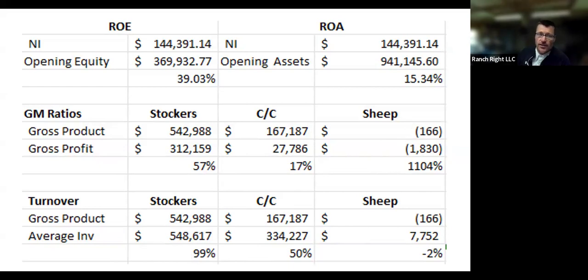Generating 100% of your asset value is pretty impressive in gross product. Cow-calf at 50%, I would say, is also very good. I showed you some good ones to start, so you might be a little jaded now and think that they all ought to be 80%. But again, remember, the wider business world considers 25 to 50 really quite good. And again, with the sheep, you divide a negative by a positive and you get a negative.